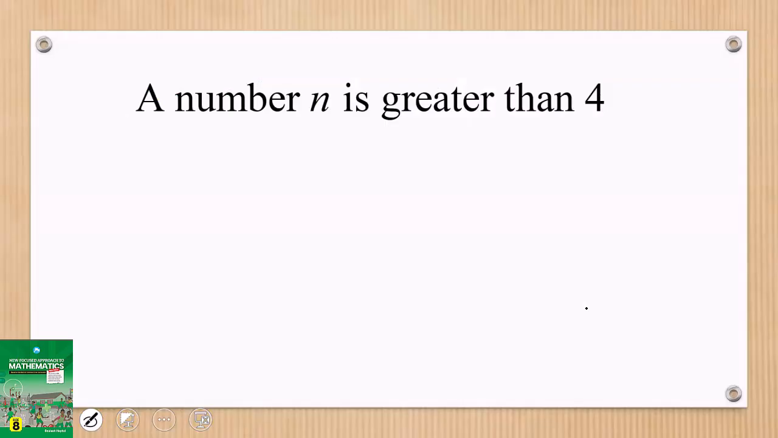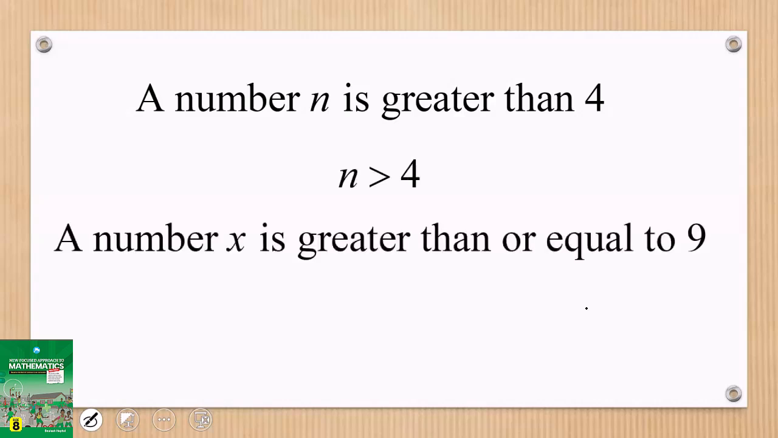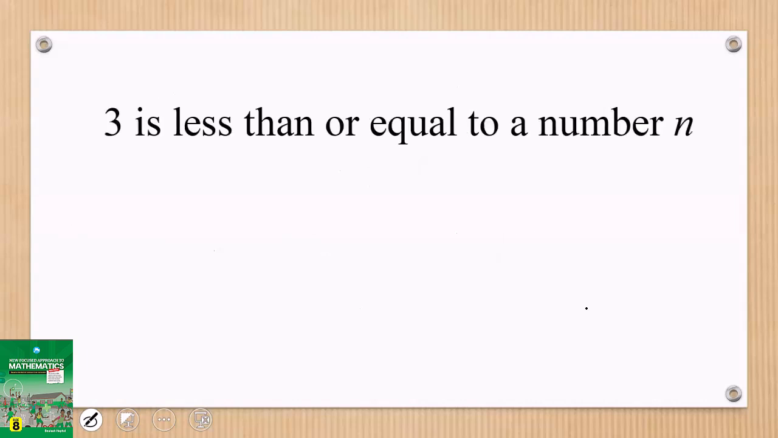Now let's see how we can create a problem and then write an inequality out of it. For example, if I say a number n is greater than 4, I can just write this, right? If I say a number x is greater than or equal to 9, I can also write it this way. Very simple, right? Good. Let's see, if I say 3 is less than or equal to a number, we write it this way.